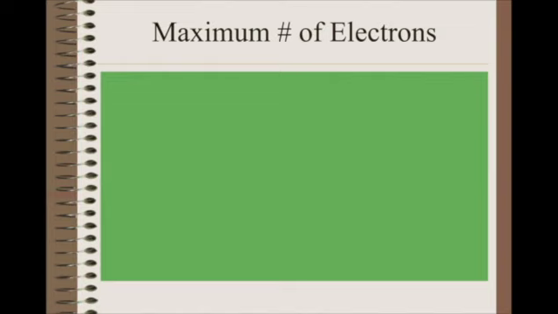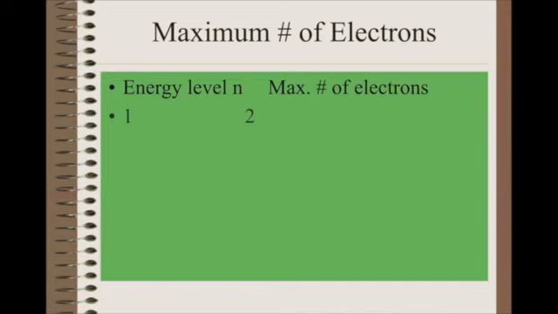Okay, so maximum number of electrons. The energy level does have a maximum number of electrons. There's only so much room, so only so many electrons can fit. If you are in energy level 1, you can have 2 electrons. Energy level 2 can have up to 8 electrons. 3 can have 18 electrons. 4 can have 32 electrons.